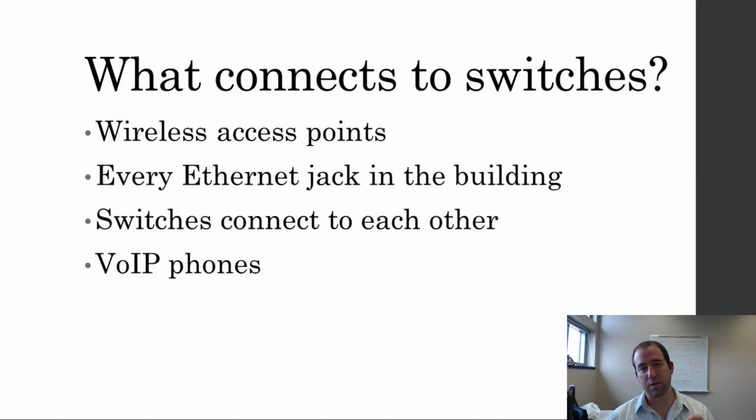So what connects to a switch? Basically every network device. If you're inside of an office building, every single Ethernet jack, I tried to point to one, but I don't have one behind me, every Ethernet jack in that building is connected to a switch. Every wireless access point needs to be connected to a switch. Switches connect to each other. So every switch is connected probably to another switch, or at least to a router. So you've got connections between the switches so devices can communicate with each other. Voice over IP phones have to connect to a switch. They connect to an Ethernet jack on the wall. So really, you've got a lot of ports on your switches.